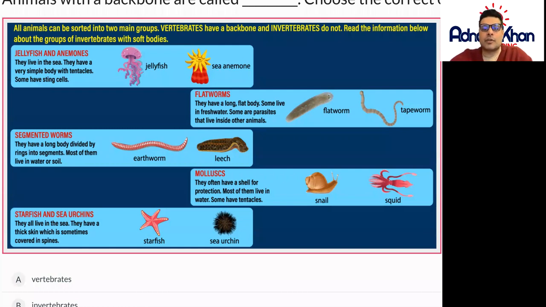And then we've got starfish and sea urchins. They all live in the sea. They have a thick skin, which is sometimes covered in spines, but again, without backbones.